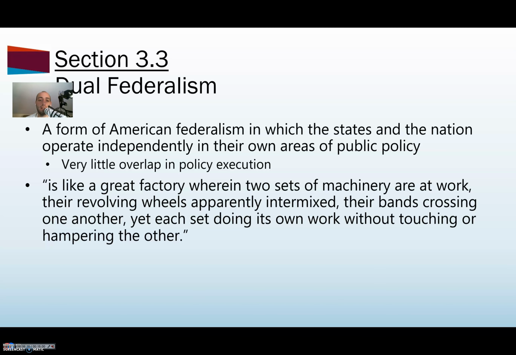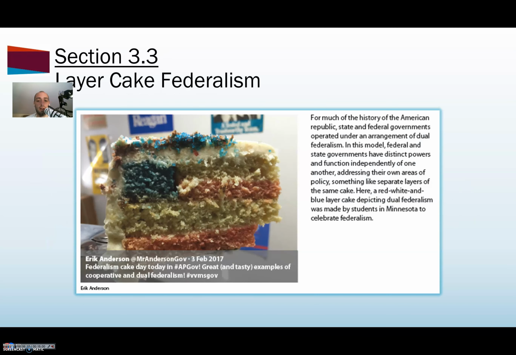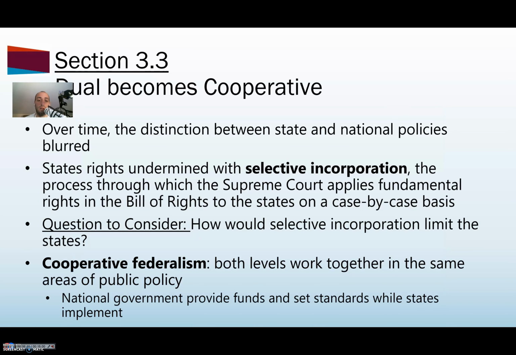All right, but that doesn't necessarily work as well as they think. If you need a visual representation, this is what I'm talking about. Dual federalism is layer cake federalism, where you see different parts of the cake covered here, and one part is ruled by one area, the other by another. That's what federalism was supposed to be when they first created the 10th Amendment. They believed that it would be like this. Now, it does not necessarily stay like that for long.